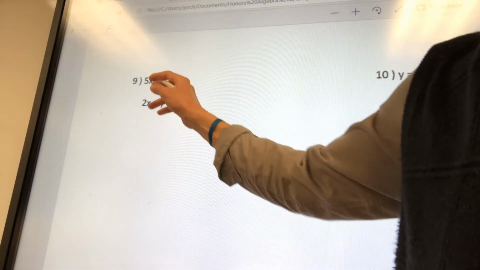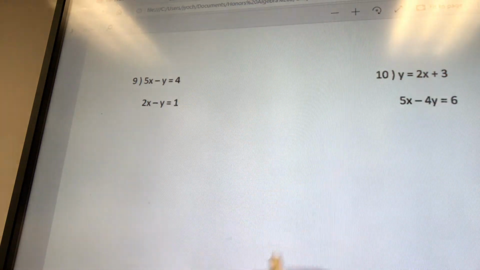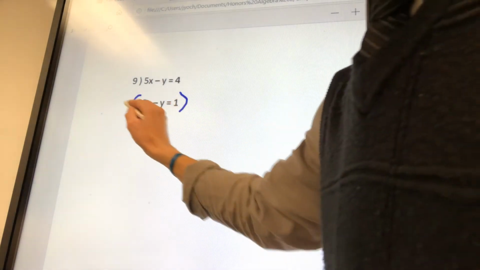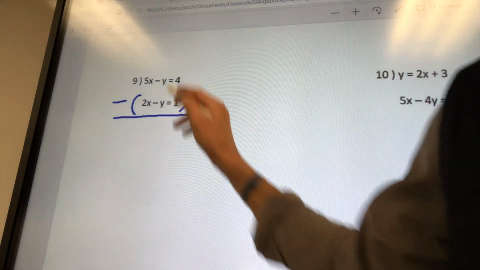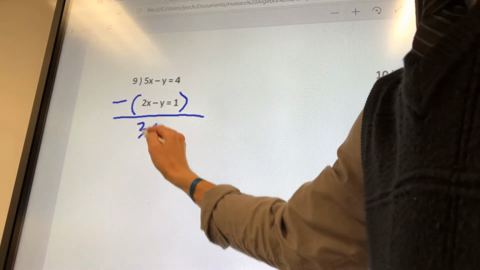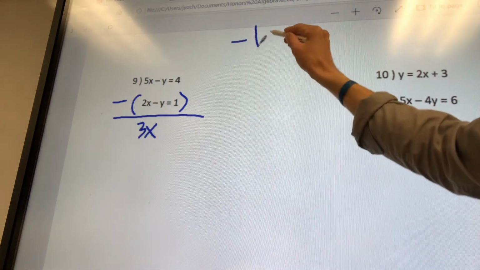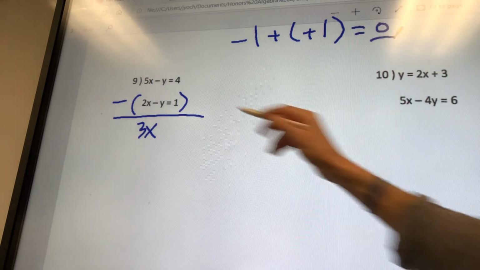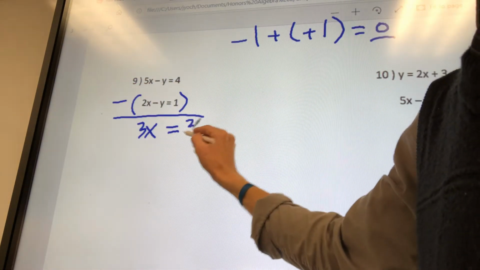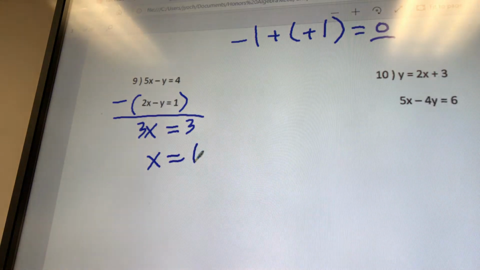But how do I get rid of a negative y and a negative y? I know the top says we're going to do this using substitution, but I have the same sign, negative, negative, on the variable I'm looking to eliminate, y. Same sign means subtraction. 5x minus 2x gives me 3x. The y's cancel because negative 1 minus a negative 1 gives me 0. 4 minus 1 is 3. I get x is 1. Solving by elimination gives me an answer relatively quickly.